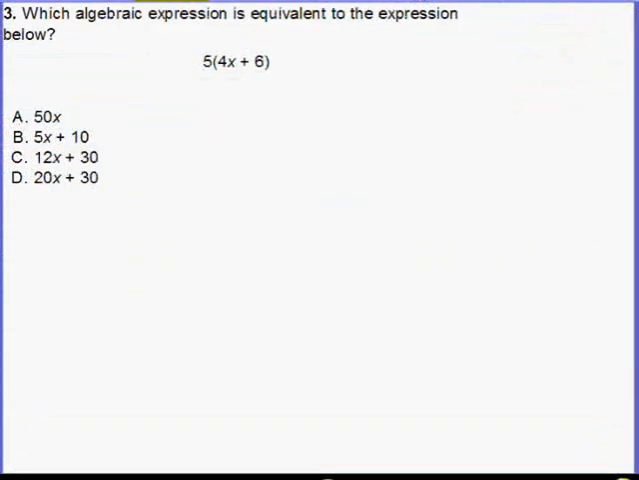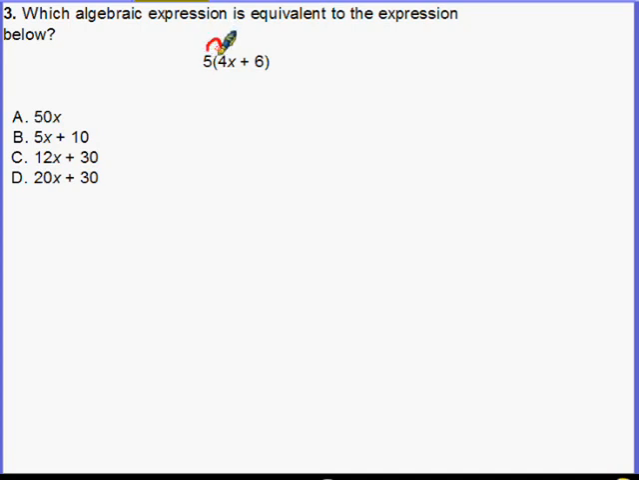Let's move on. Number 3. Alright, which algebraic expression is equivalent to the expression below? We're going to use distributive property to get rid of those parentheses. You're not allowed to just erase parentheses. The way you get rid of them is using distributive property.